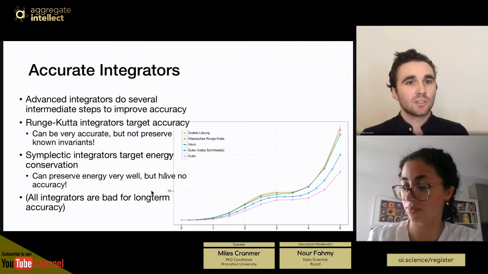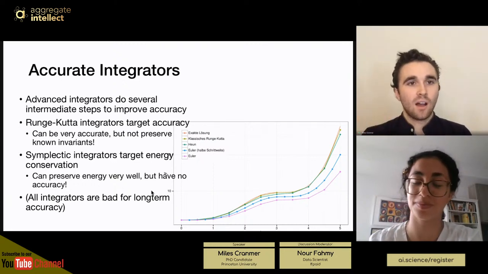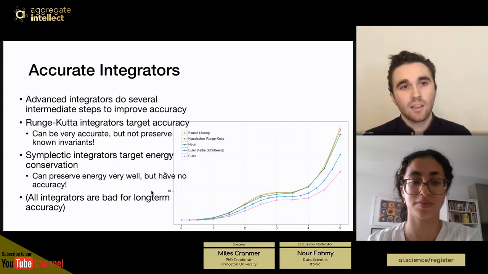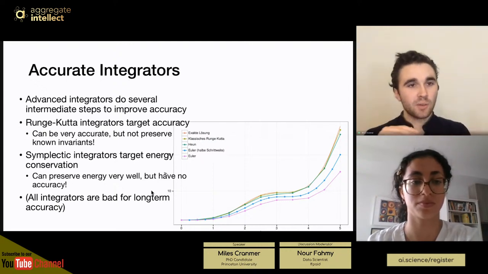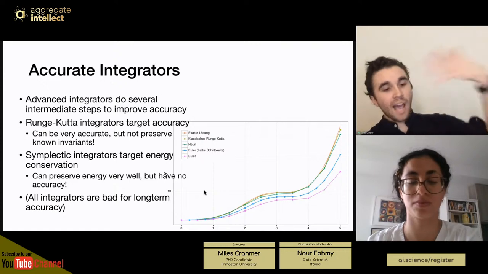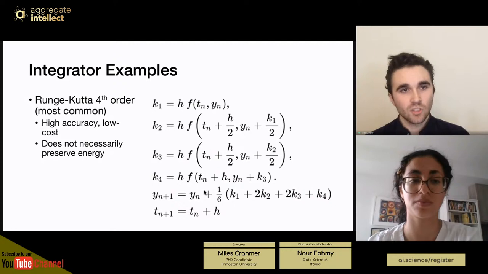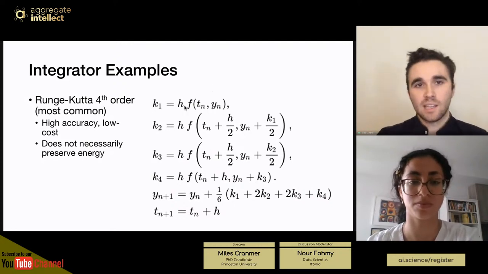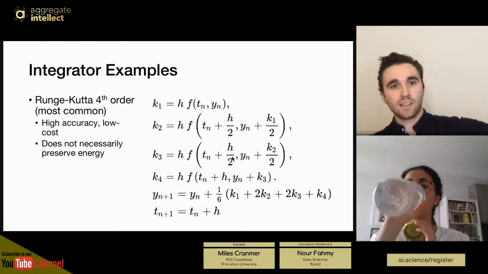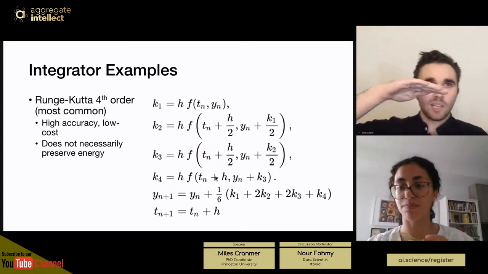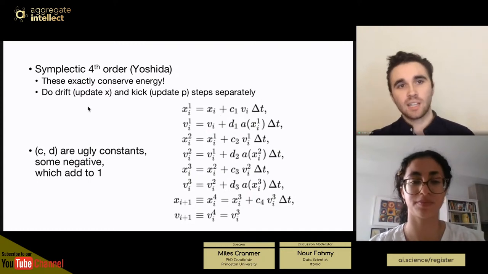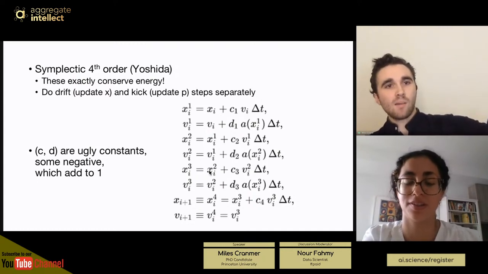There are more accurate ones. You can do a Runge-Kutta, which is higher order. These can be very accurate, but they may not preserve known invariants, like energy maybe. You can also do something called a symplectic integrator, and these give you exact energy conservation, but they might not be very accurate. So these are different types of integrators. Once you have that differential equation, you can get the dynamics. This is an example of a Runge-Kutta fourth order: to find the next step, you add your current step plus this thing, where you take little steps and get the velocity. It's basically like fitting a curve between the points. This is the symplectic integrator, a different approach. It exactly conserves energy, but it might not be very accurate.